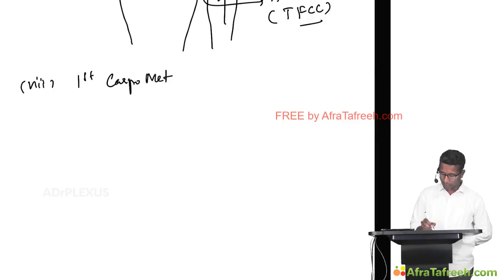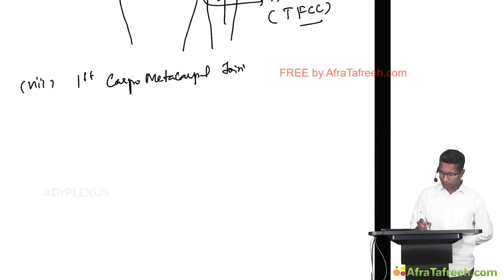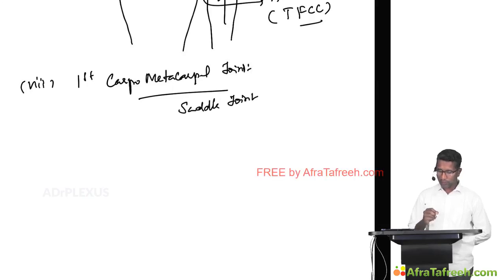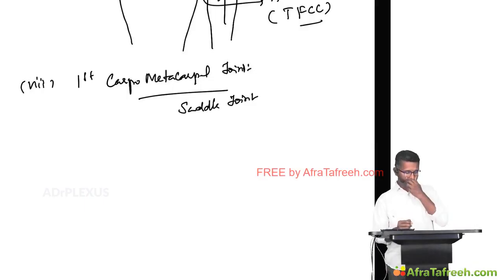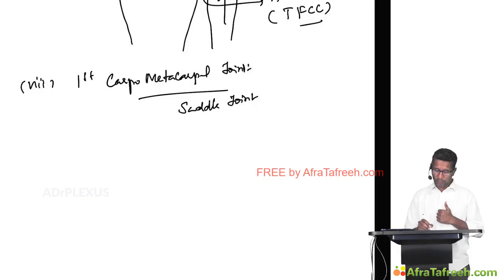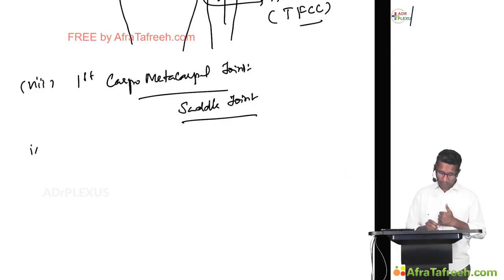Okay, the next joint which is very important is the first carpo-metacarpal joint. This first carpo-metacarpal joint is an example for a saddle joint. It is found between the trapezium and the base of the first metacarpal. Okay, it is an example for a saddle joint. Okay, the next joint is the interphalangeal joints.